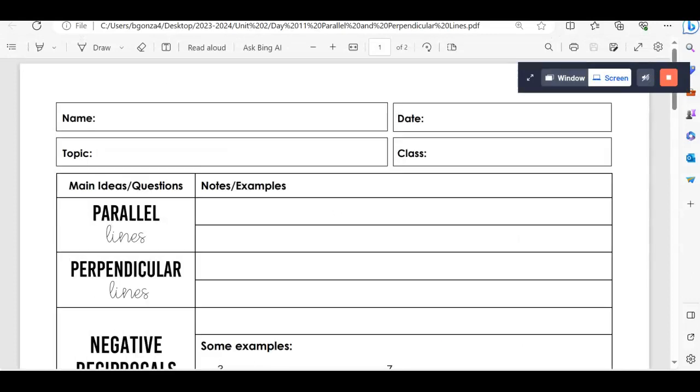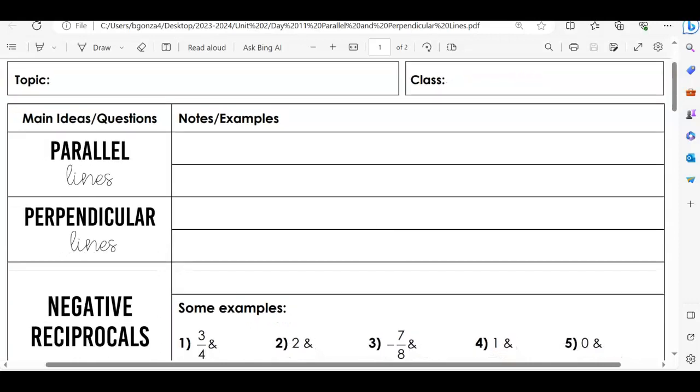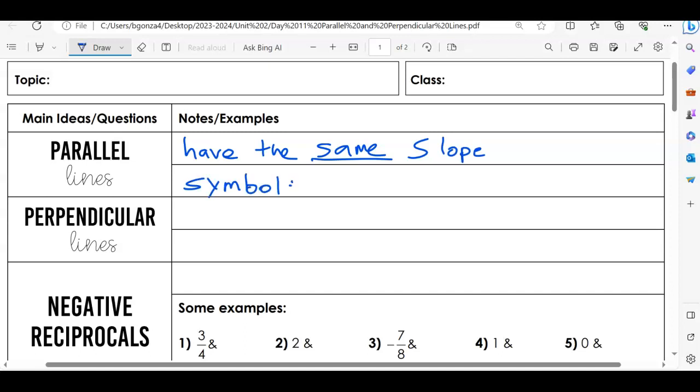All right, here we go. Number 1. First word we're going to define here is parallel. You all know what parallel means? Cool. Parallel means the same slope. They do not cross. So let's write that here. Parallel lines have the same slope. Okay. What's the symbol for parallel? Two lines going up and down. Okay. So that's how you notate parallel.